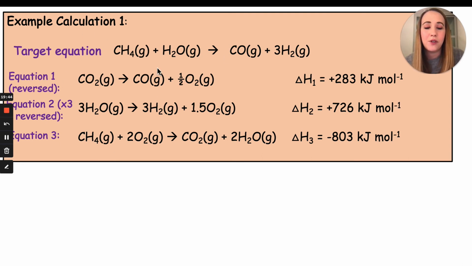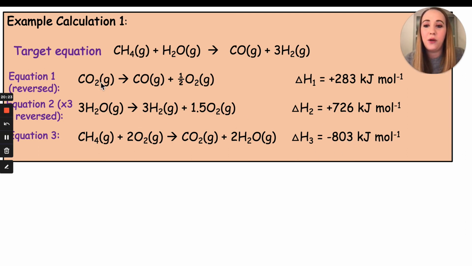So up at the top here, I've just changed these equations to reflect the changes that we said we're going to make. So I've now reversed equation 1, and I've done the same thing with the delta H. This is now positive 283. I have reversed equation 2, and I've also multiplied it by 3. And I've done the same thing with the delta H. So this is now a positive value, and it's multiplied by 3. And then equation 3, we were just going to leave as it is. So I've not made any changes to that equation or the delta H.